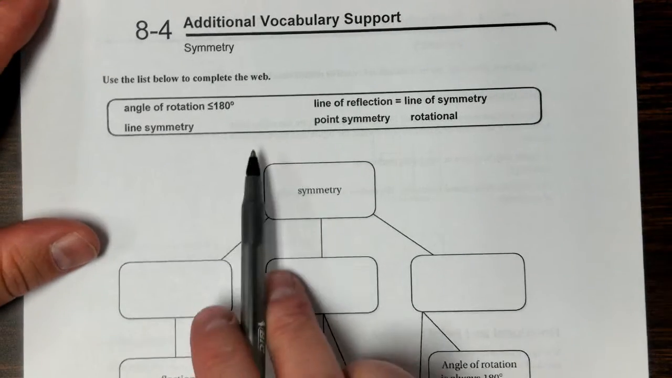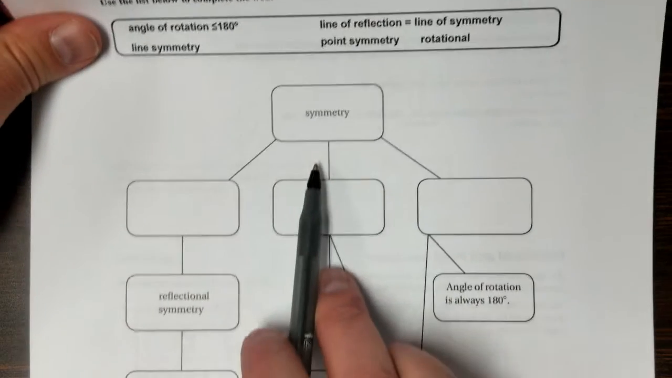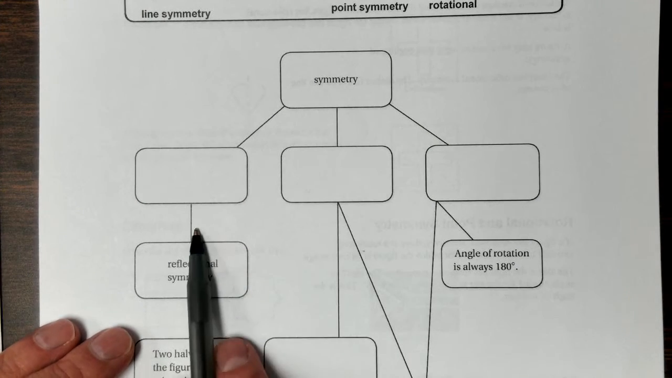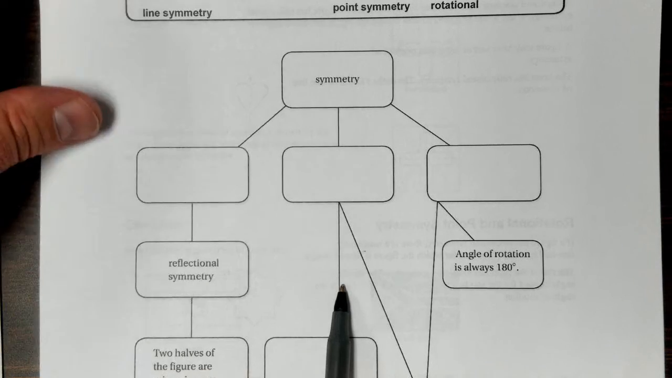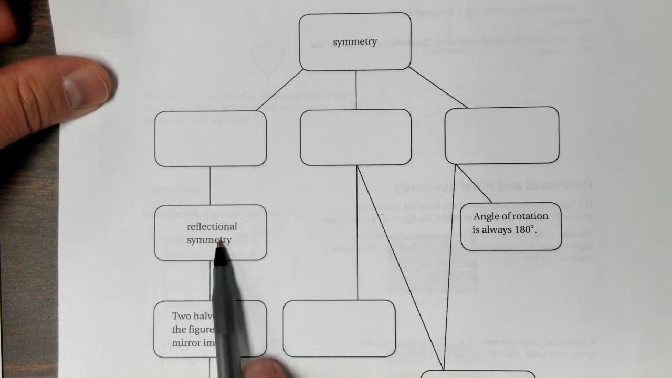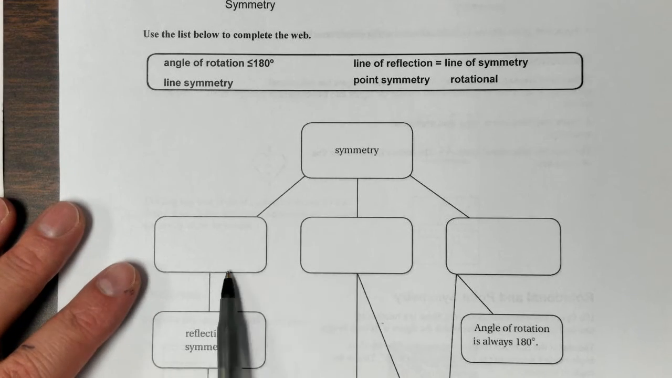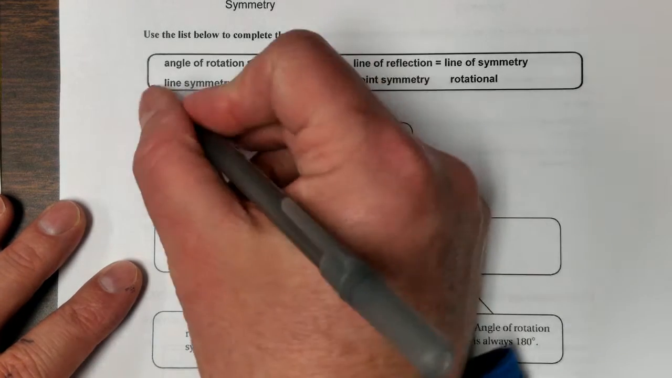Okay, so now we're going to do the additional vocab support, and there are 3 different types of symmetry. We need them to match along with what's below them. This one says reflectional symmetry, and that has to do with line symmetry.